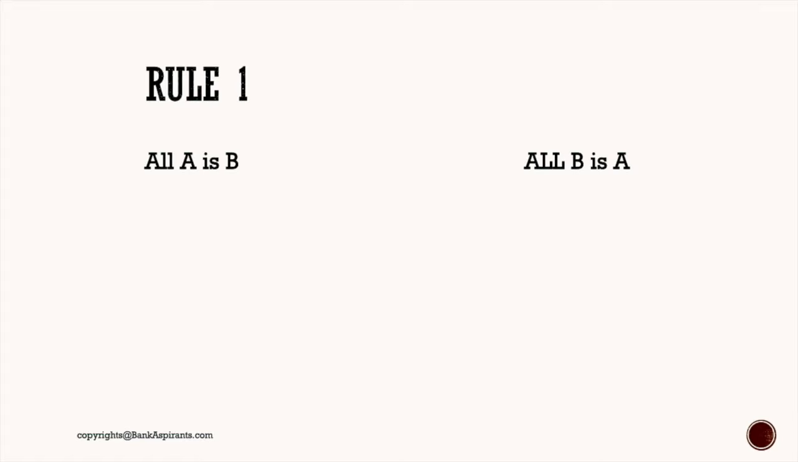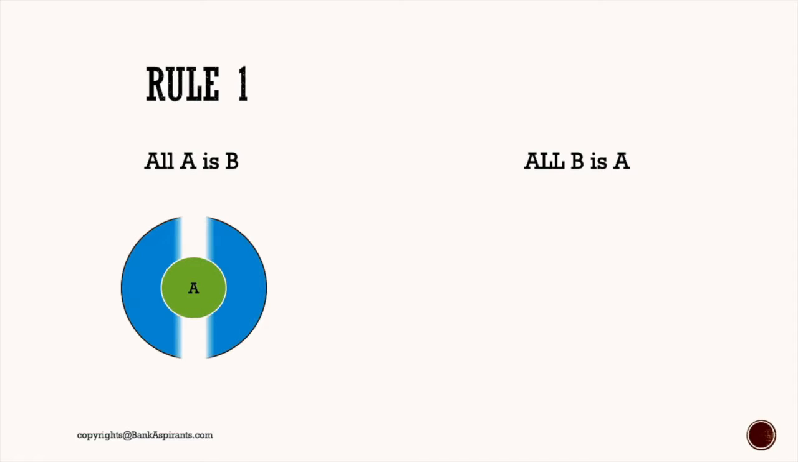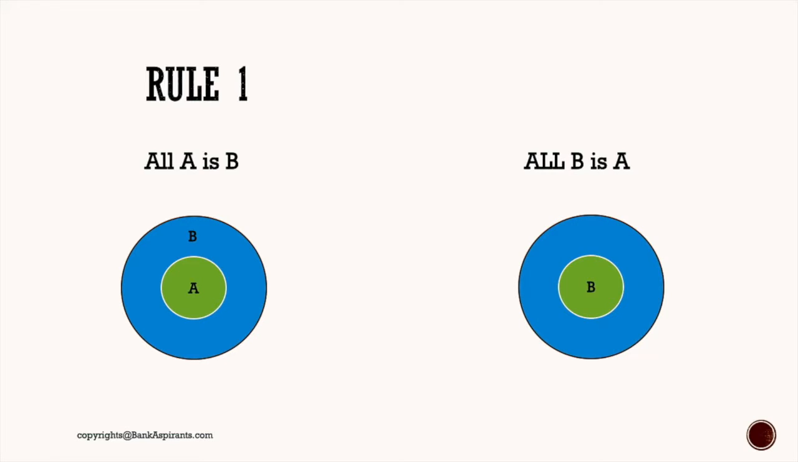All A is B and all B is A. First of all, A is B, so all of A is inside B. It is very easy from the question itself. We draw a circle for A and cover it with B. That's all. So this is all A is B, and all B is A. This is rule number 1. These are the rules, first of all, from the basics, so we have to know all this: all A is B and all B is A.